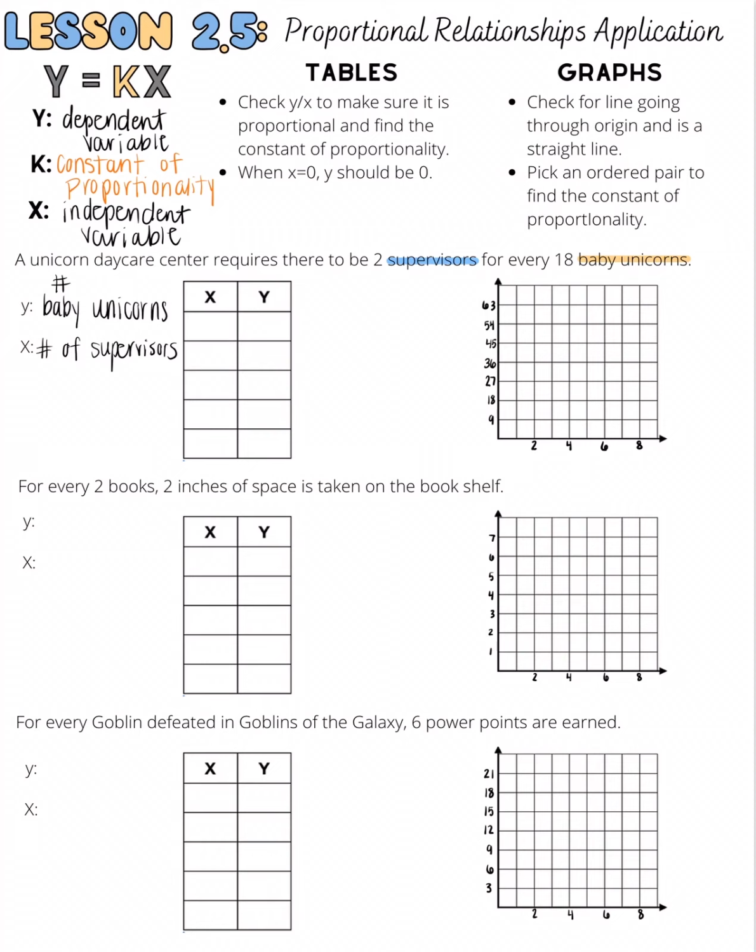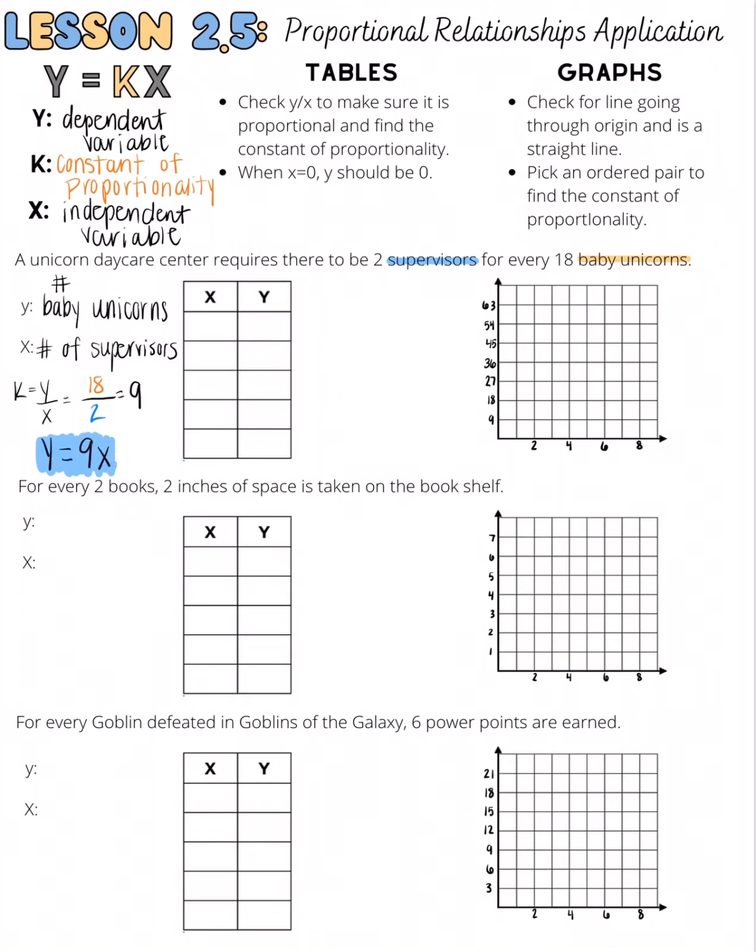So I want to find k. Remember, k is y over x. How many unicorns do I have? 18. And how many supervisors? 2. So 18 divided by 2 is 9. So k is 9, and my equation is y equals 9x. So here is the equation that we needed. Woo, we found the equation.